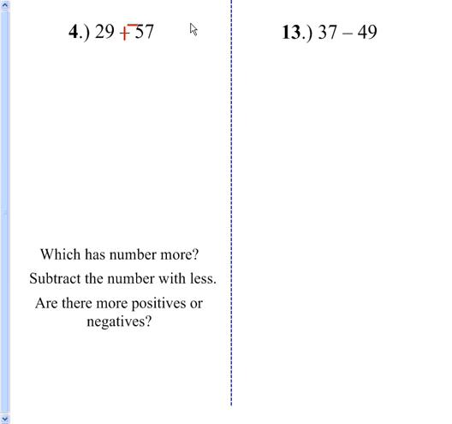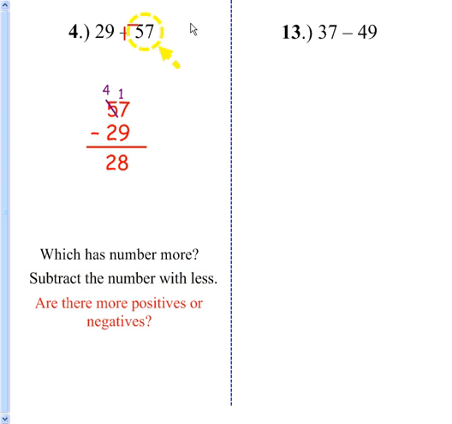Which one has more? Well, there are more negatives. So 57 is the number that has more, and the number that has fewer or less is 29. So we're going to go ahead and subtract 29 from 57. And we can't subtract 9 from 7, so we need to regroup the 5, or 50, and change that to 40 and 17 ones. So 17 minus 9 is 8, and 40 minus 20 is 28.